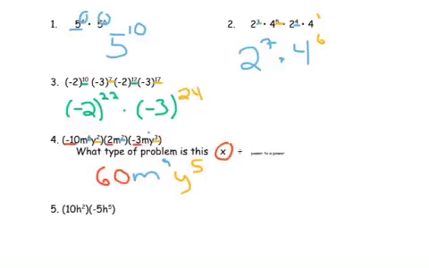Number 5 is very similar. I multiply my coefficients, my values out in front. 10 times negative 5 is negative 50. My only variable I see here is h, and I would do 2 plus 5, which gives me 7. First page complete.